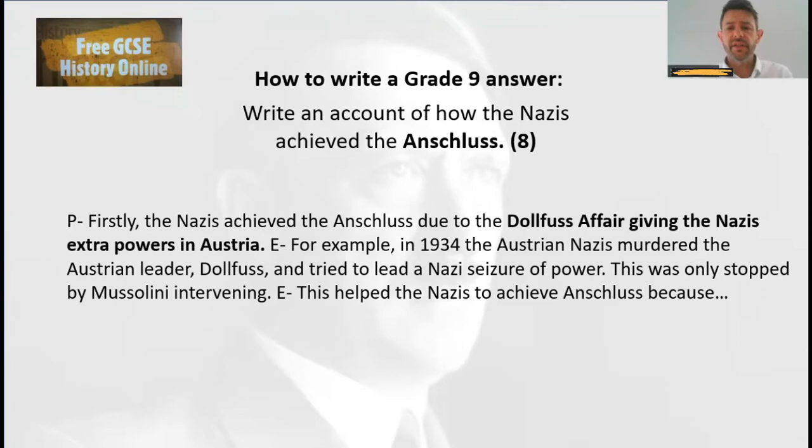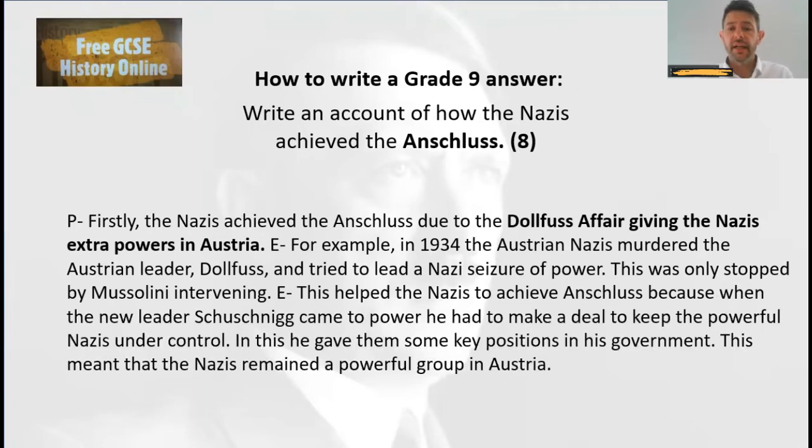Right. This helped the Nazis to achieve Anschluss because. So there must be some consequences of this Dollfuss murder that have led to the Anschluss. So have a think. Can you think of it? Give it a go. Because when a new leader, Schuschnigg, came to power, he had to make a deal to keep the powerful Nazis under control. In this, he gave them some key positions in government. This meant the Nazis remained a powerful group in Austria. So there was a deal made between the Nazis and Schuschnigg that kept the Nazis in a prominent position of power, enabling them to then perform the Anschluss later on.